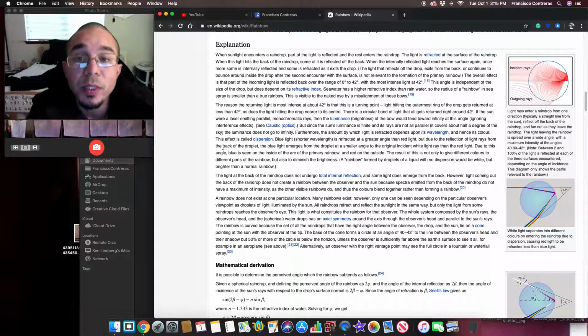Explanation: when sunlight encounters a raindrop, part of the light is reflected and the rest enters the raindrop. The light is refracted on the surface of the raindrop. When this light hits the back of the raindrop, some of it is reflected off the back. When the internally reflected light reaches the surface again, some is internally reflected and some is refracted as it exits the drop.